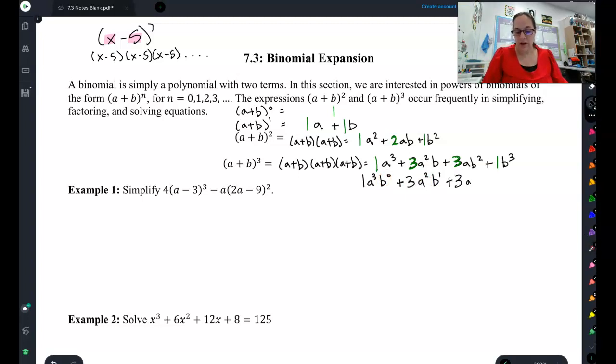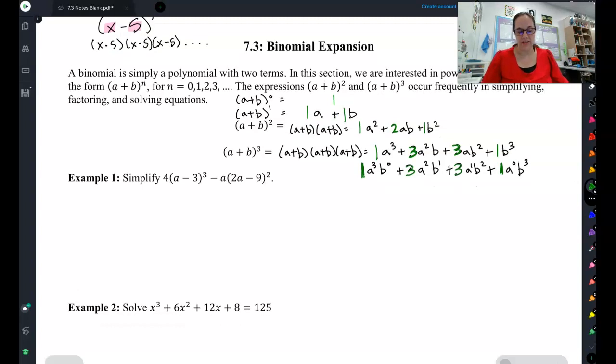And we can even see that in the next one. The power of a is going down 1, and the power of b is going up 1. And then finally, where we have a to the 0 b cubed, the power of a goes down 1, power of b goes up 1. So that's one way we know the letters that go here. So really all we need to know is how to figure out these numbers. And that's the hardest part of today's lesson, is figuring out how these numbers go.